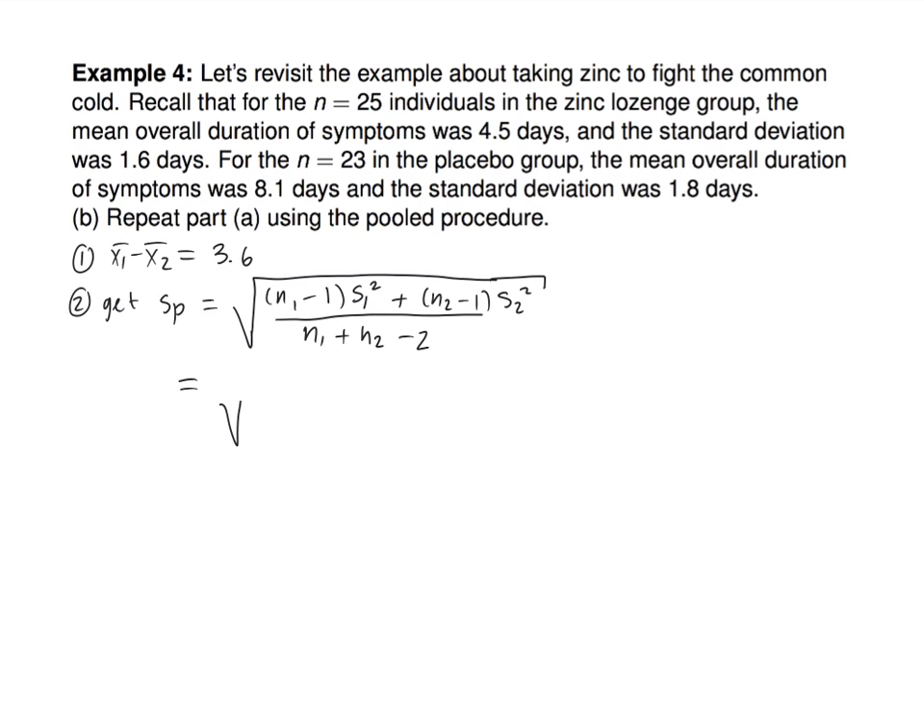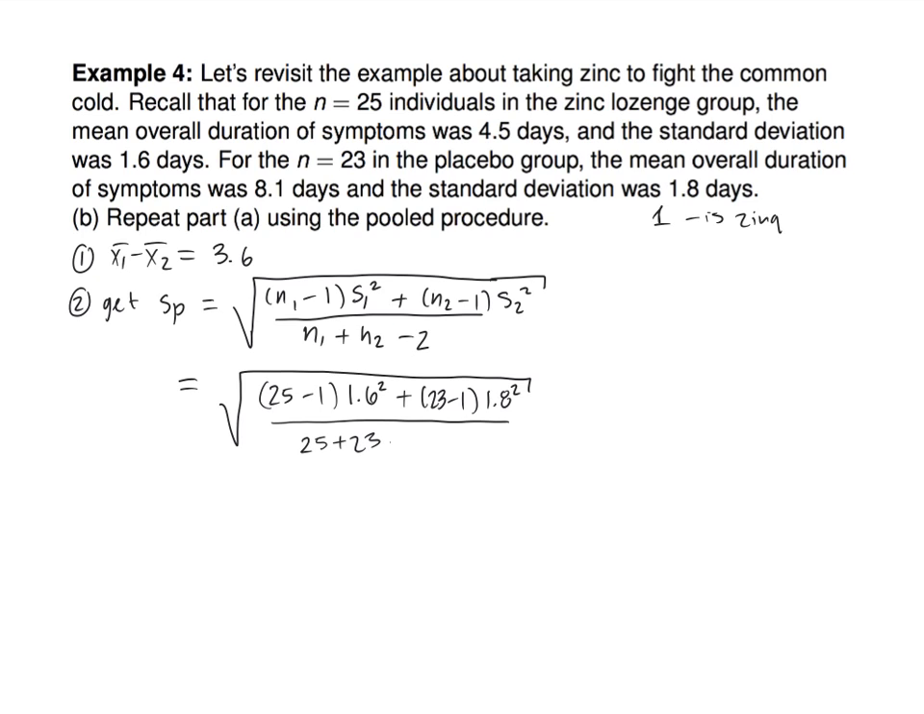So tell me what to plug in where, and then we'll have you do the calculation in your calculator. So what goes in for N1? 3. No, I think 20. We've got the zinc group first, right? So 25. Our group 1 is zinc. So 25, although I think it might not matter. 25 minus 1 times, that group had a standard deviation of 1.6, right? Plus 23 minus 1 times that group's standard deviation, which was 1.8, divided by 25 plus 23 minus 2.